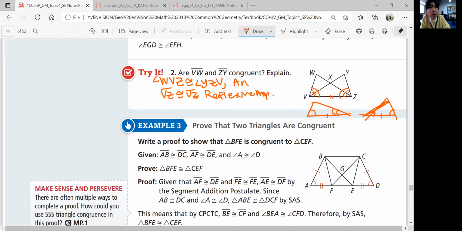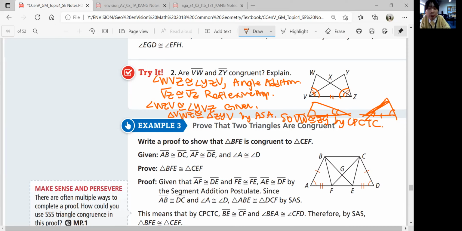And this is angle addition postulate. And then WZV is congruent to YVZ by given information. We can say that the two triangles VWZ and ZYV are congruent by ASA. And so we can say that VW is congruent to ZY by CPCTC. Okay?